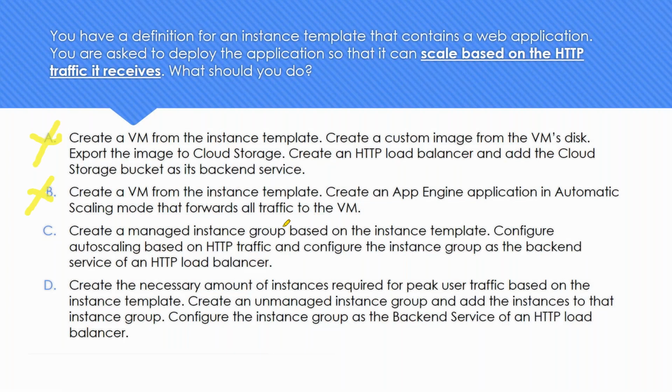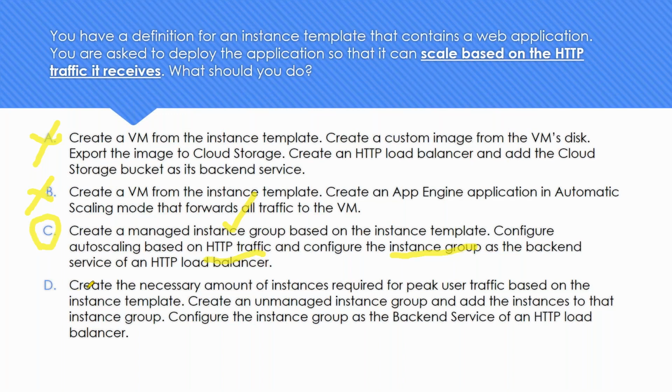Create an instance group, a managed instance group, MIG, based on the template. Good. Configure the auto scaling based on HTTP traffic. You remember there was a drop down, the metrics, it was based on HTTP. And configure the instance group, the one which you configured here, as the backend of your load balancer. Looks like exactly what we did they are talking. C looks like a good choice.